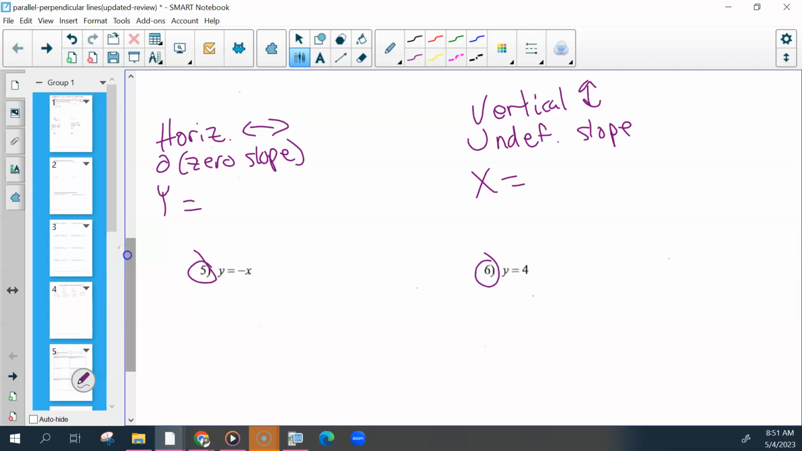What would the parallel slope of number 5 be? So this one is not just, it's not an x equals, but it's not a y equals either. It's a y equals x. So there's a number in front. What is that slope? -1.